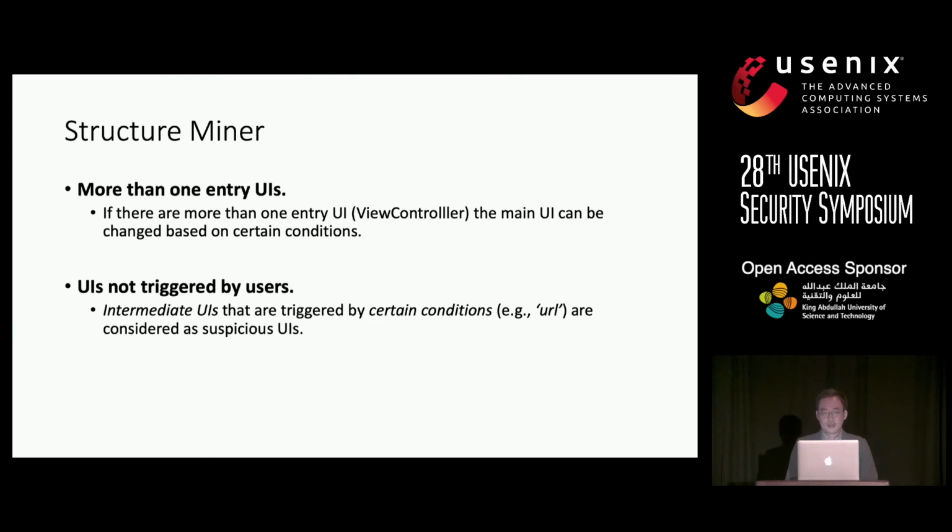The structure miner is built based on the fact that the set of crowdturfing UI are totally different from the set of benign UI. We search for apps that have more than one entry UIs. If there are more than one entry UI, the main UI can be changed based on certain conditions. We also look for UIs that are not triggered by users. Intermediate UIs that are triggered by certain conditions, for example, a URL scheme, are considered a suspicious UI.